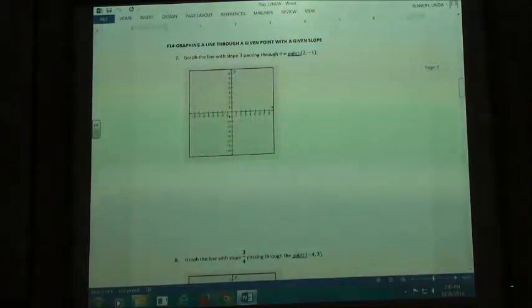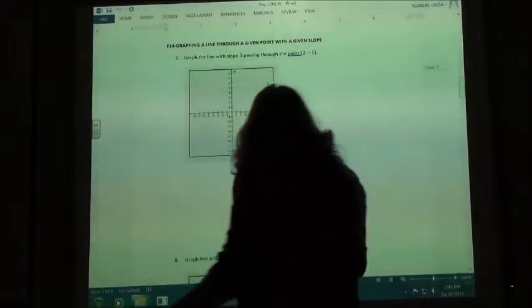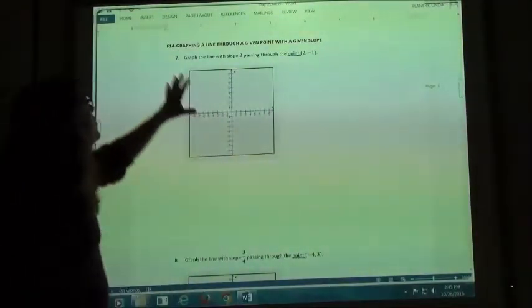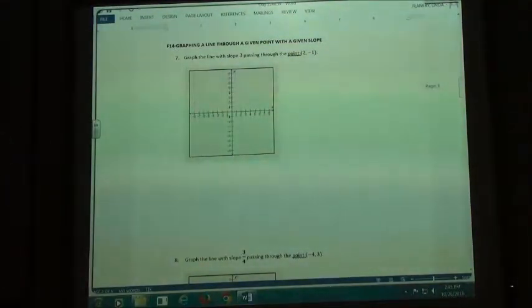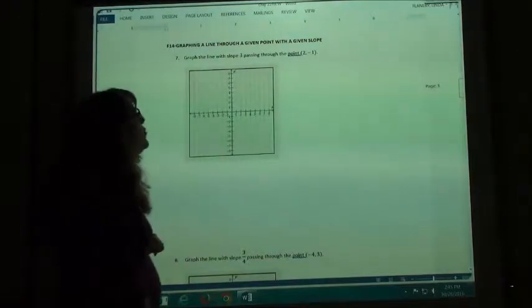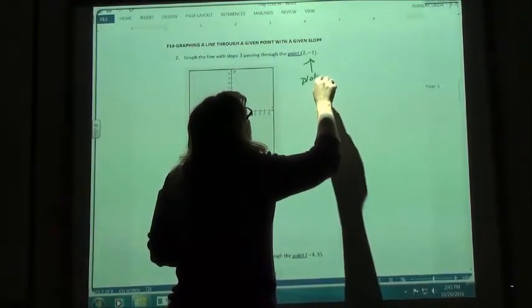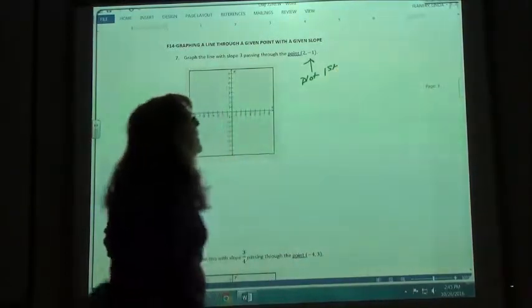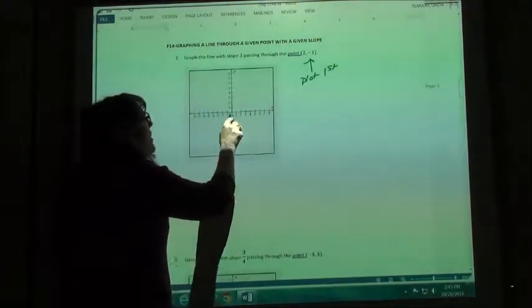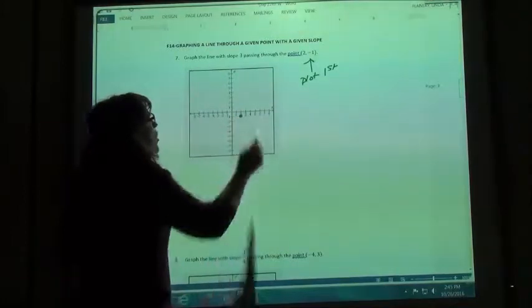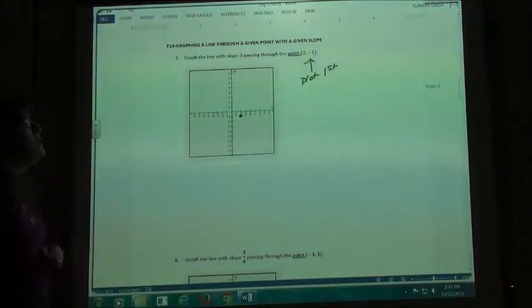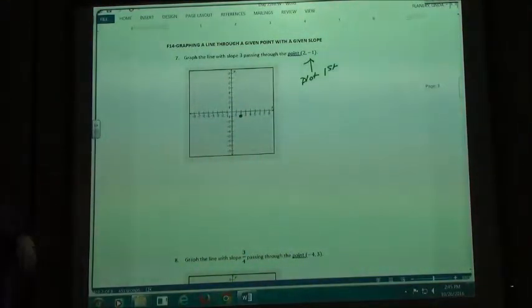So 7, 8, and 9, they just want to see if you understand what slope is. And so they're going to graph a line with a given slope passing through a given point. So I'm going to graph the line with the slope of 3 that passes through the point (2, -1). First thing I'm going to do is plot that point that they give me. So (2, -1) would be over 2, down 1. There's my starting point.